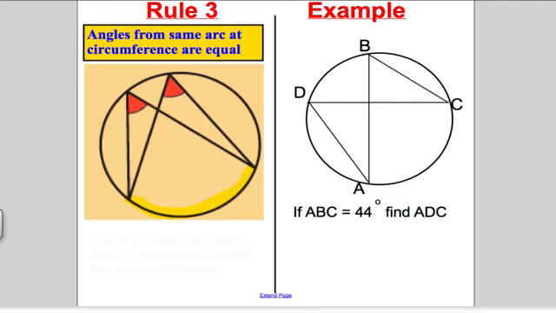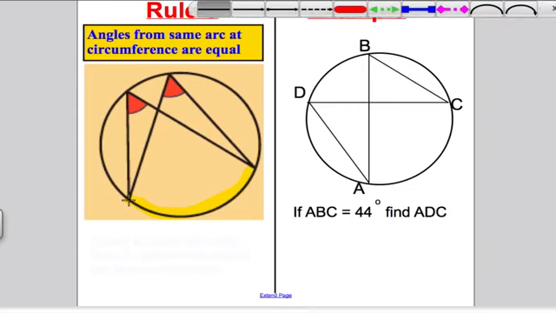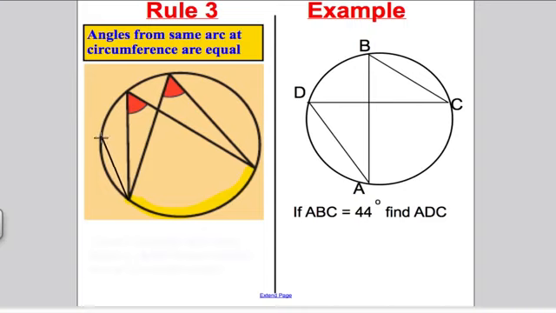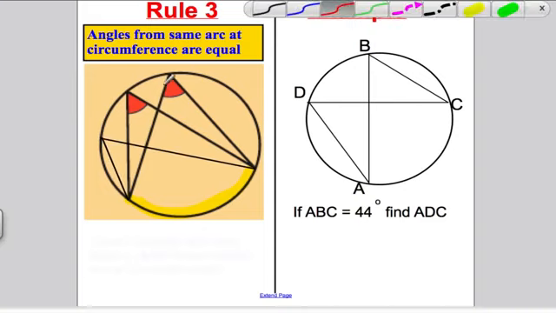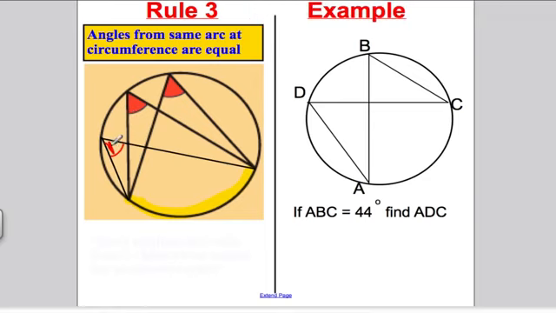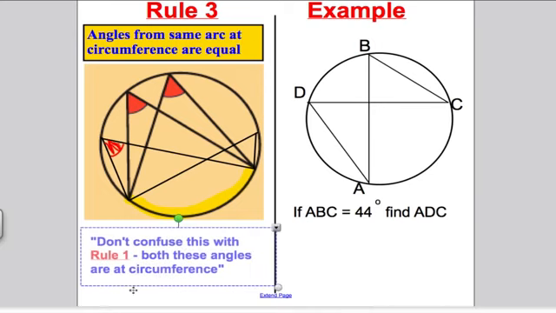Now it's not just two angles. I could, as long as I start from that arc and I finish back at that arc, that angle there would also equal the other two red ones. So that would be the same there. And I could do that indefinitely. I could go from here to here, and that would be the same. So angles from the same arc are equal.